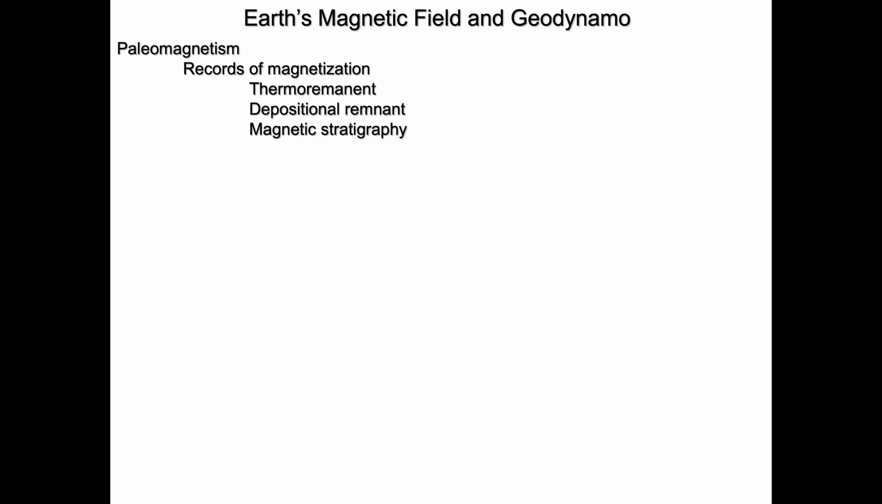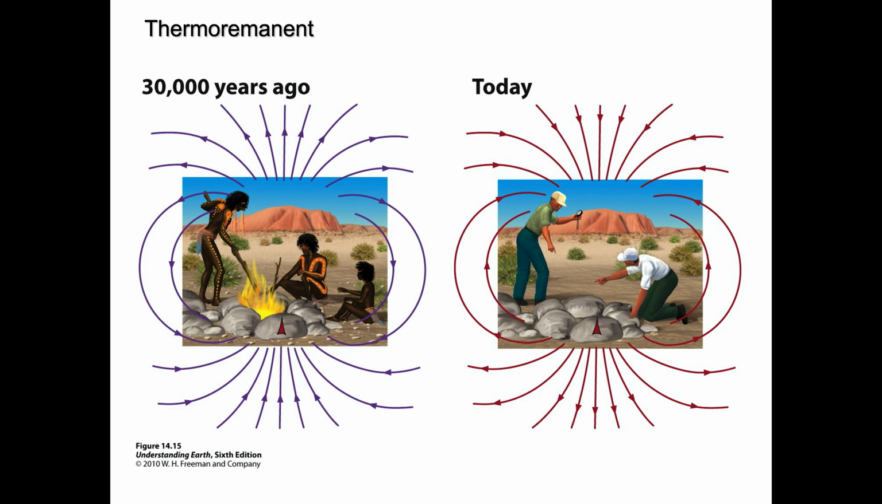And we can use this magnetic stratigraphy. This is a cheap way to determine the age of a rock. The thermoremnant record here, or example here, takes us to Central Australia. This is a place called Uluru. Later on, it was named Ayers Rock. These are Aboriginals building a fire 30,000 years ago.